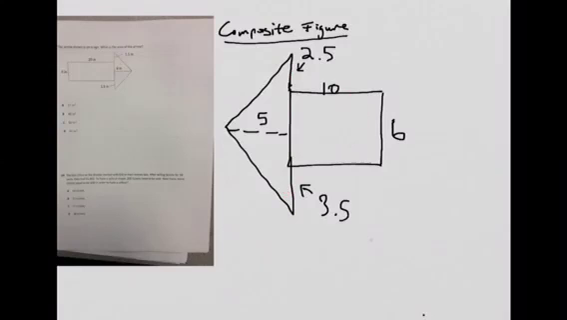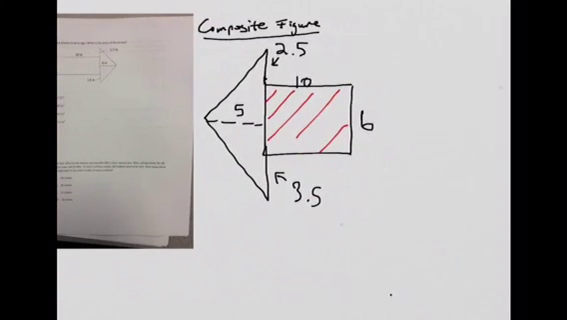Let's do the area of the rectangle first. It's 6 by 10, so we just need to do 6 times 10, and that will give me the area here, and that's 60. Let's put some units on these numbers. Make it all meters. So here, this is 60 meters squared.